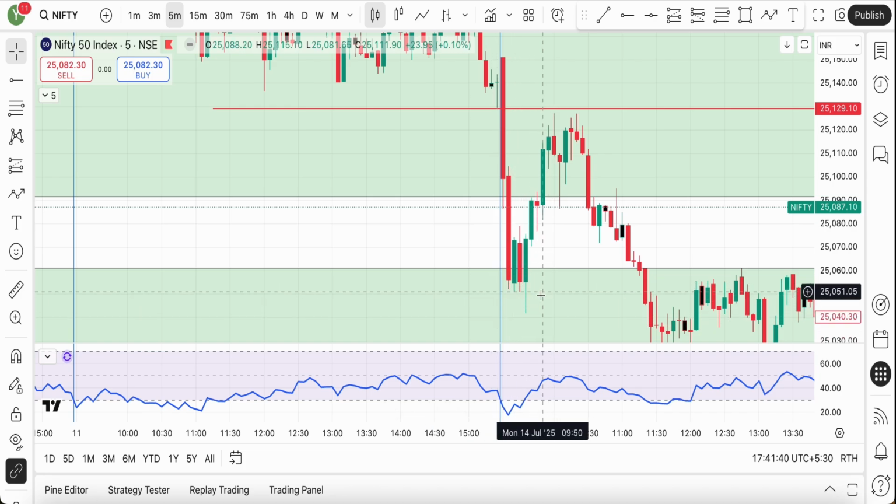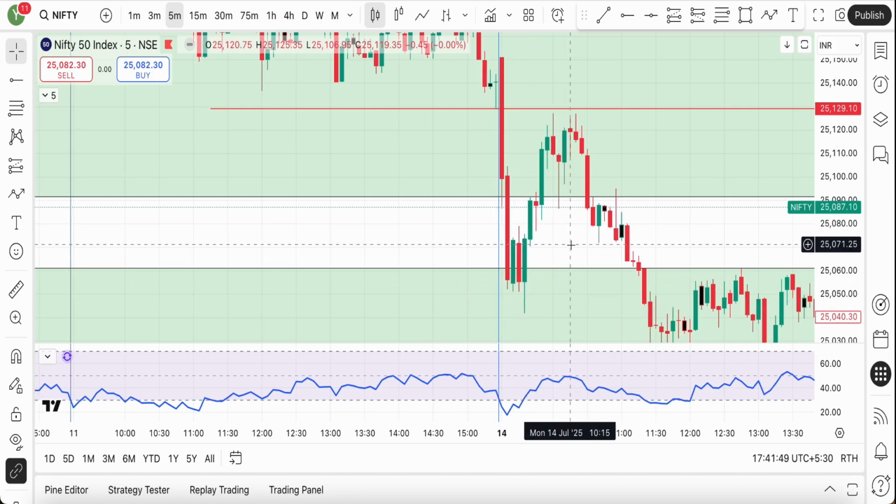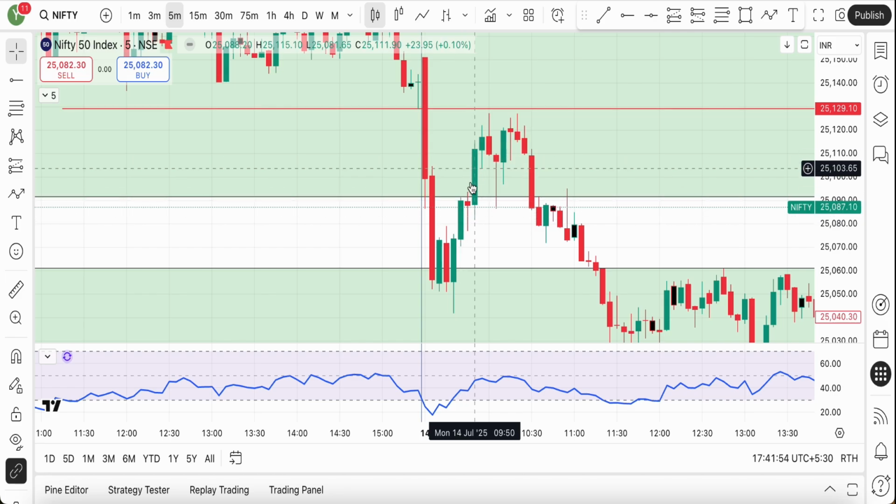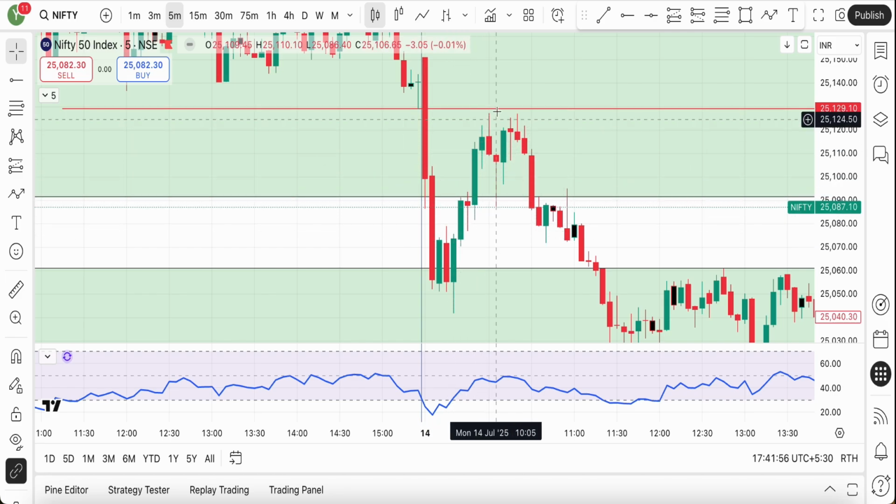I'll be covering this particular concept of liquidity hunt, along with the types of double bottom and how to trade reversals, in a separate video. That is what I'm planning. But for now, try to understand this is where our entry was. And as you can see, we got a very good scalp trade in the morning.